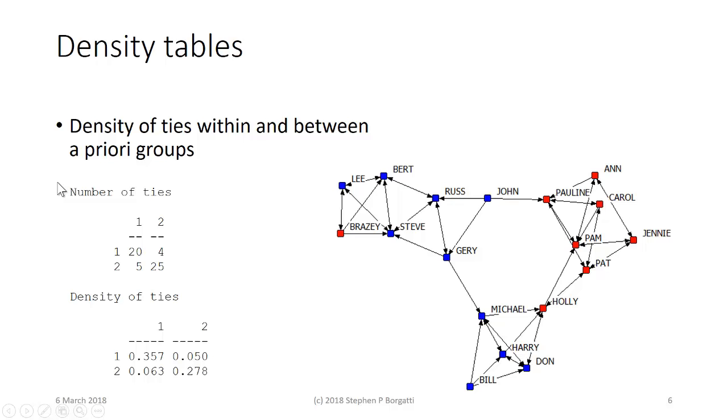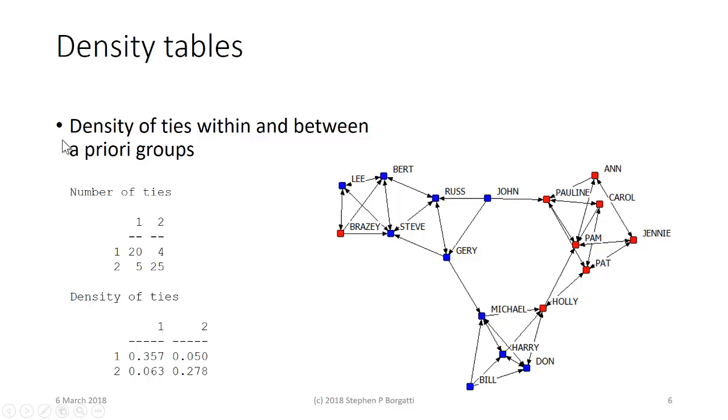There's also a thing called density tables. Density tables are mostly used with a priori groups. And what you do is say you've got a network like this that's got two groups. You've got red people and blue people. And you're interested in the number of ties within and between each group.